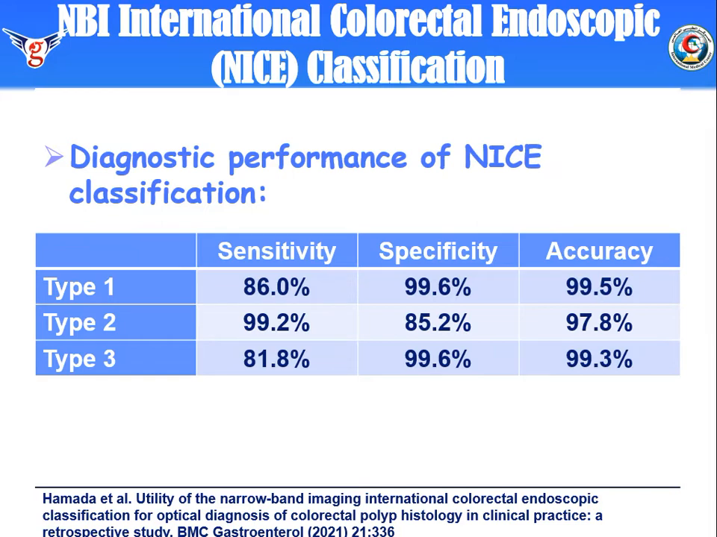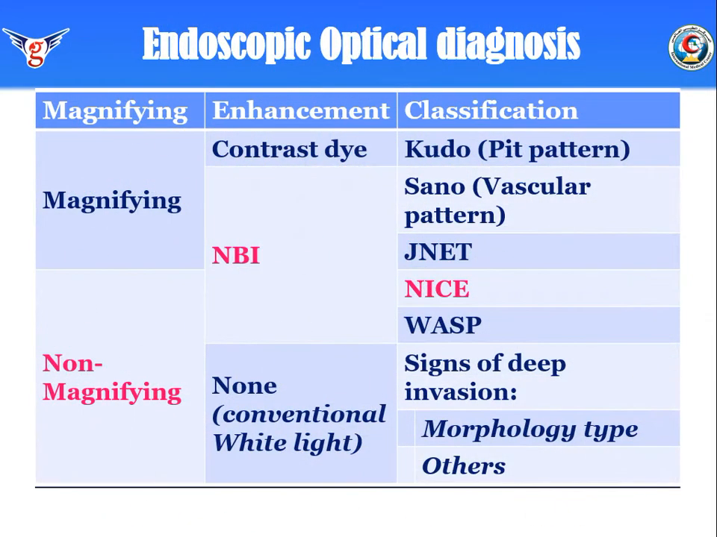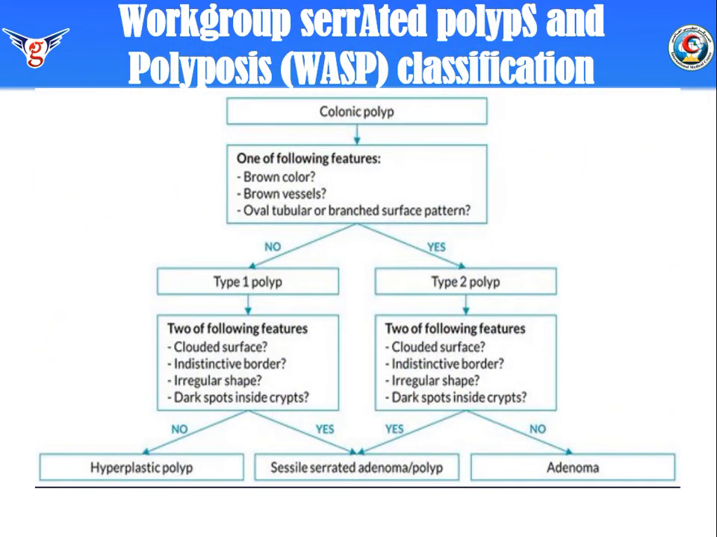Now let us go to the WASP classification. As we have seen in all the previous classifications, there was no classification that can differentiate hyperplastic polyp, which is non-neoplastic, from sessile serrated polyp, which is precancerous. Therefore, the WASP group developed the WASP classification to identify sessile serrated adenoma.